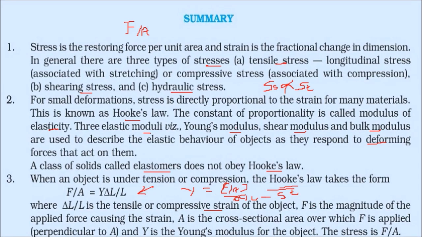And F by A, the F is the magnitude of the force applied causing this strain. A is the cross-sectional area over which this force is applied, which has to be perpendicular to the force. And Y is the Young modulus of the object. So F by A is the stress, and this is stress by strain. This is very important. You just have to remember that Y is stress by strain. Other things will be solved.